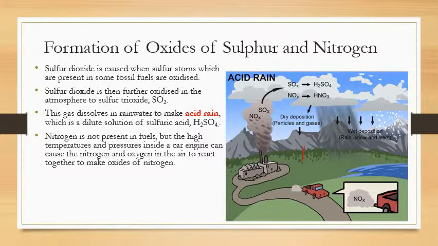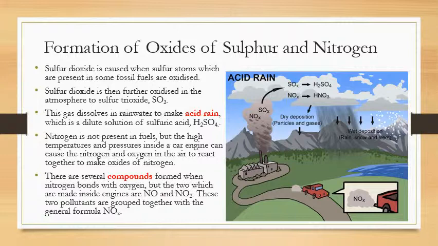So what happens basically is nitrogen plus oxygen forms NO, or nitrogen plus oxygen can form NO2. Obviously, that's not quite balanced. Need two of those and two oxygens. And these nitrogen oxides can then react with water in the atmosphere to form nitric acid, which again causes acid rain.